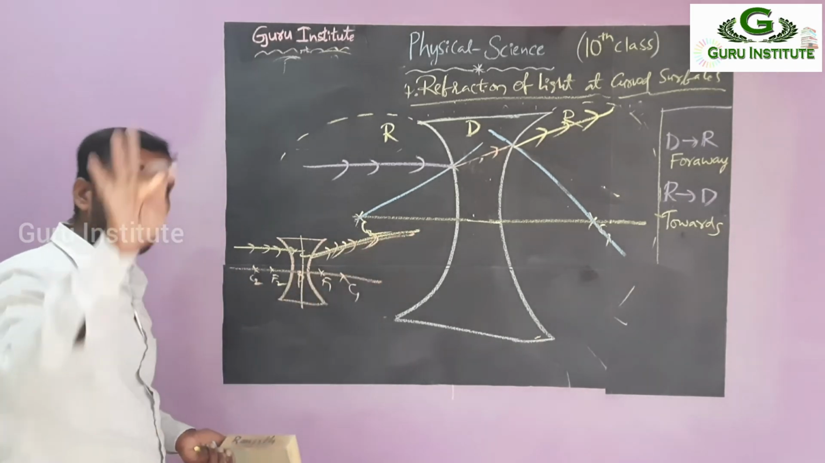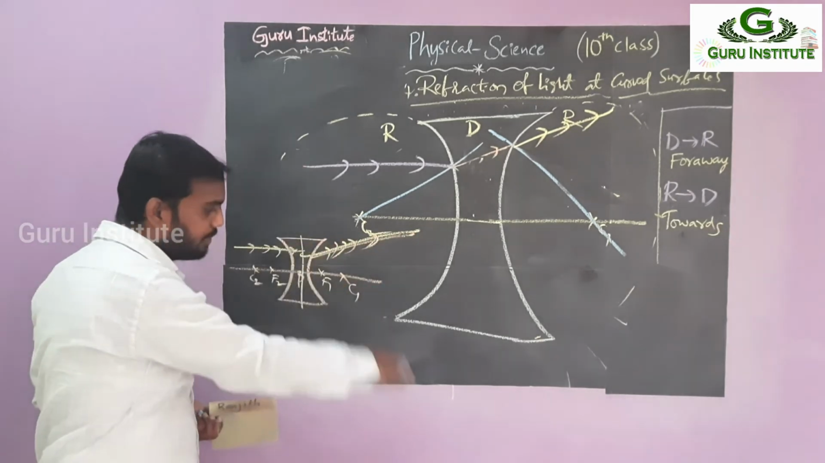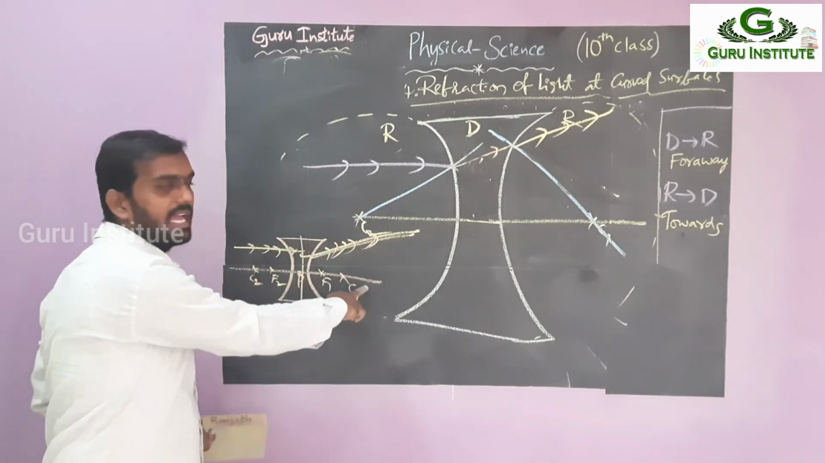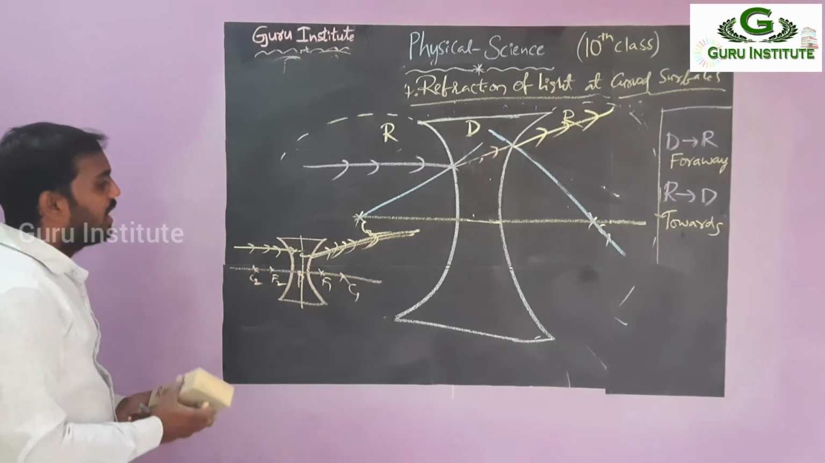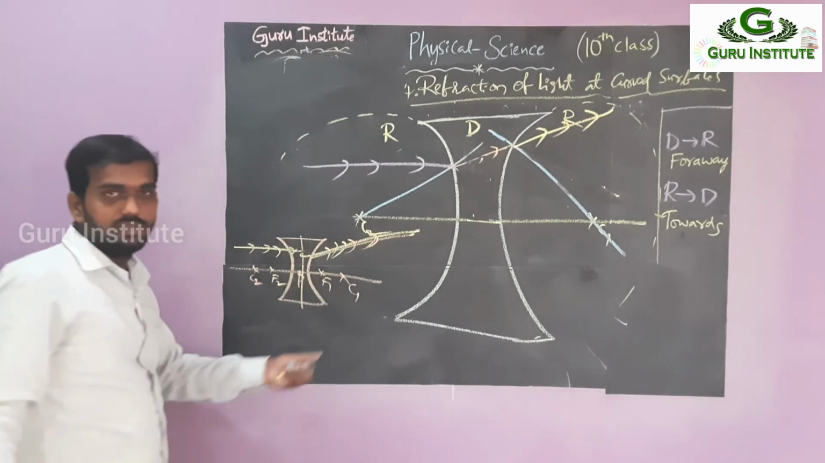What you observe is, in the convex lens, whenever it is falling, that is bending towards the principal axis. In the concave lens, it is bending away from the principal axis. This is a simple picture. Again, okay, I will show this one. See here.